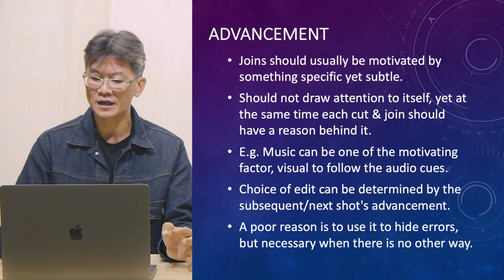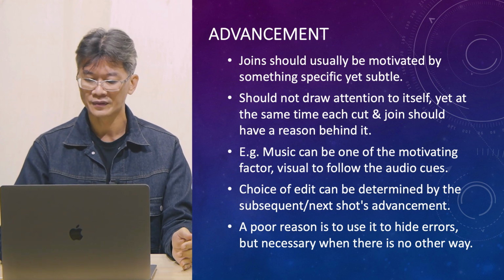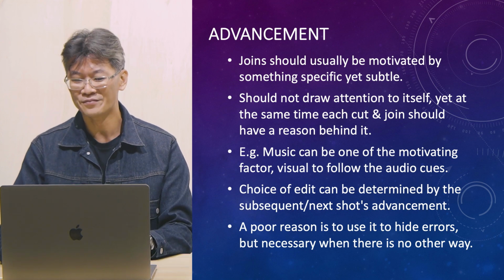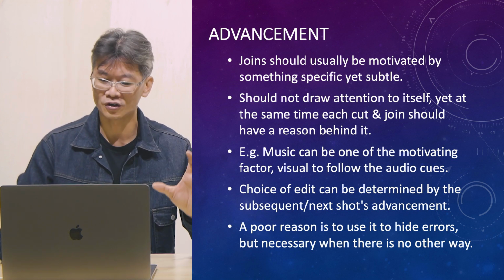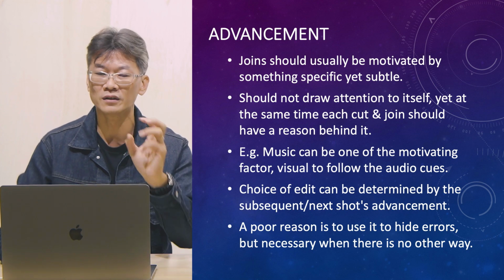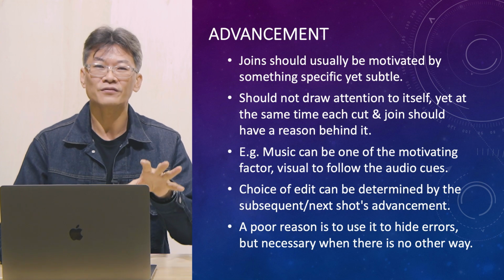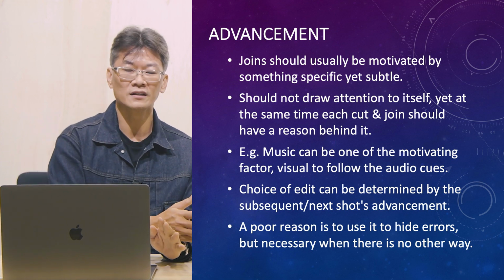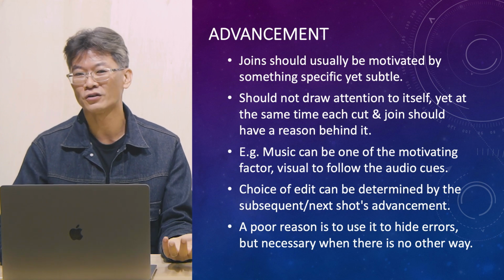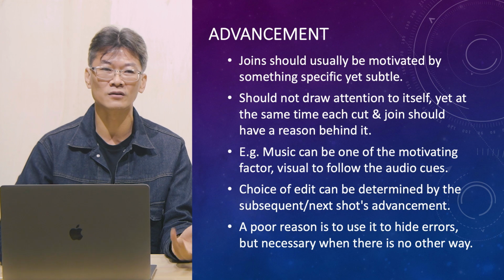Now, the choice of your edit can be determined by the next shot's advancement. A poor reason to use an edit is to hide errors. Sometimes a shot is not good, something happened in the shot, or the camera is not stable or focused. That is an error. Some of these errors force us to cut to another shot. That is actually not a good reason for cutting to a new shot, but sometimes it's necessary when there's no other way to hide that shot.